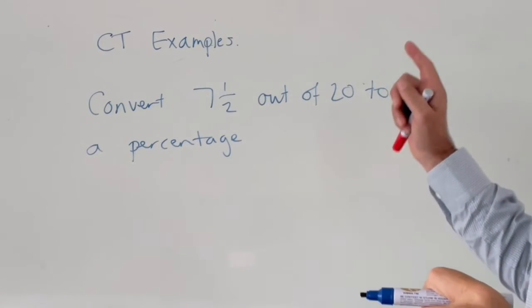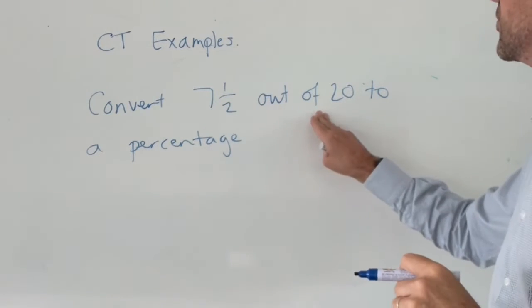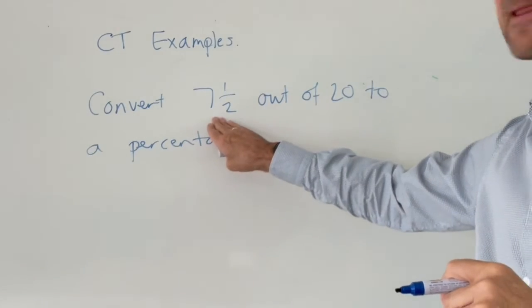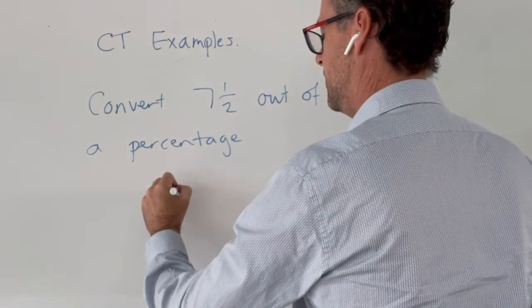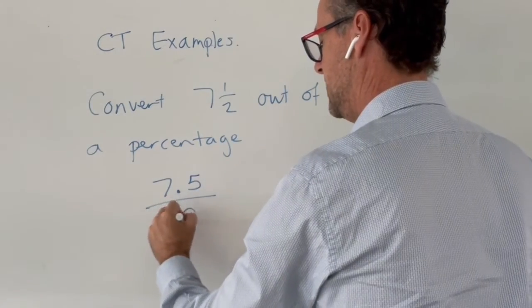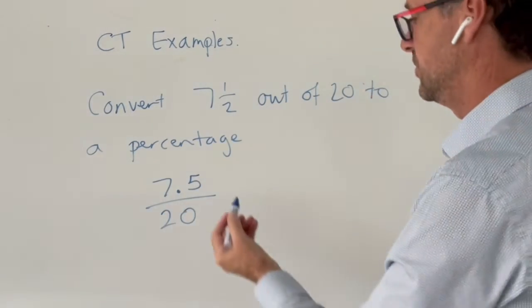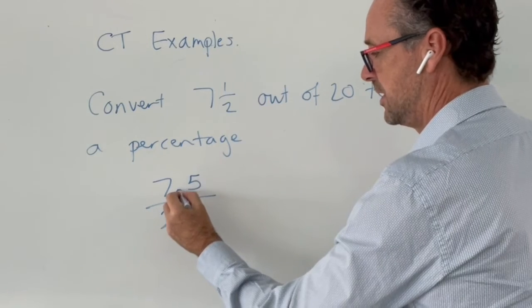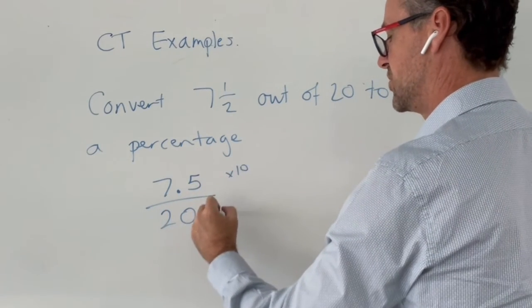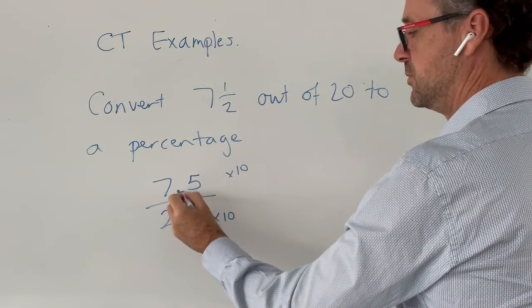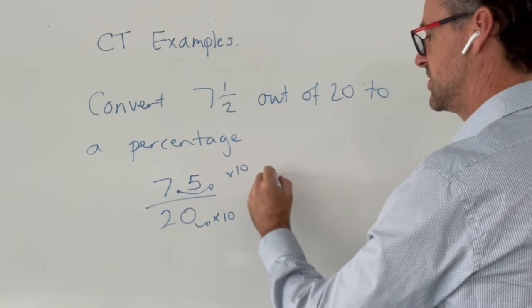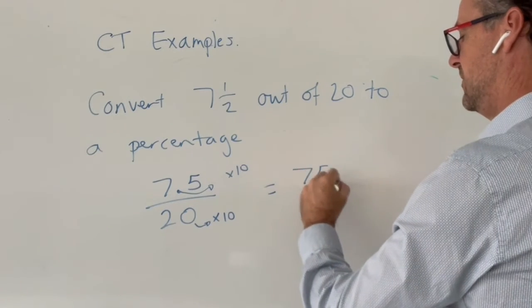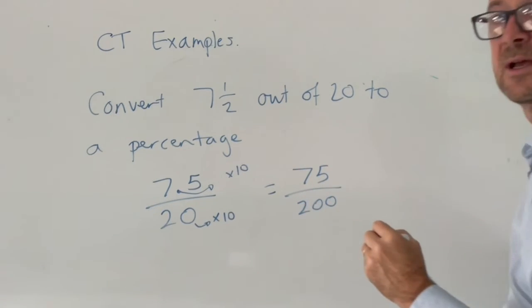Okay, question 3 looks at the idea of converting 7.5 out of 20. As you can see here, we're given a mixed number, and we can express that as 7.5 over 20, okay? And then what we would do is we can increase that by effectively multiplying both the top and the bottom by 10. So that moves that decimal spot 1 spot, okay? It moves it here 1 spot, so you end up with 75 over 200, okay?